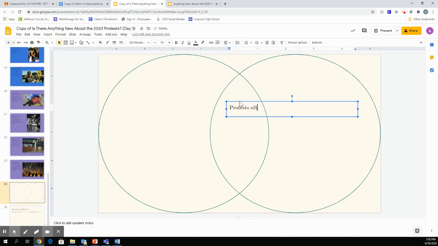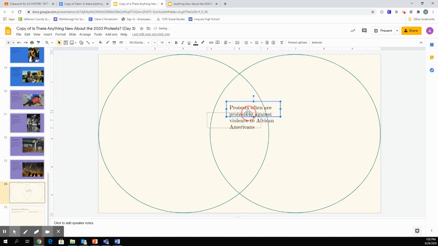Protests often are against violence to African Americans. Protests are often protesting against. So that's a similarity. And you would put that right in the middle.